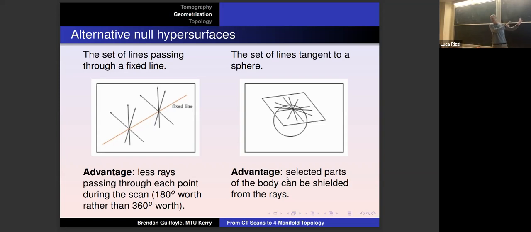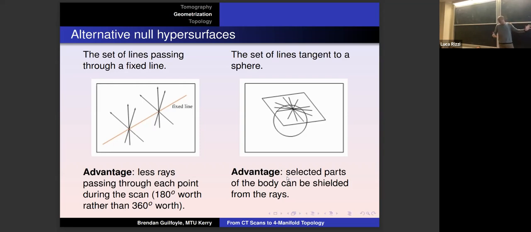How exactly you would mechanically set this up, this is purely theoretical, but it is possible to invert over the set of lines passing through a fixed line, rather than all the lines parallel to a fixed plane, which is your standard inversion. Now, I'm not sure what a machine that did that would look like. It wouldn't be a long barrel, obviously. It might be something slightly different. But there would be advantages.